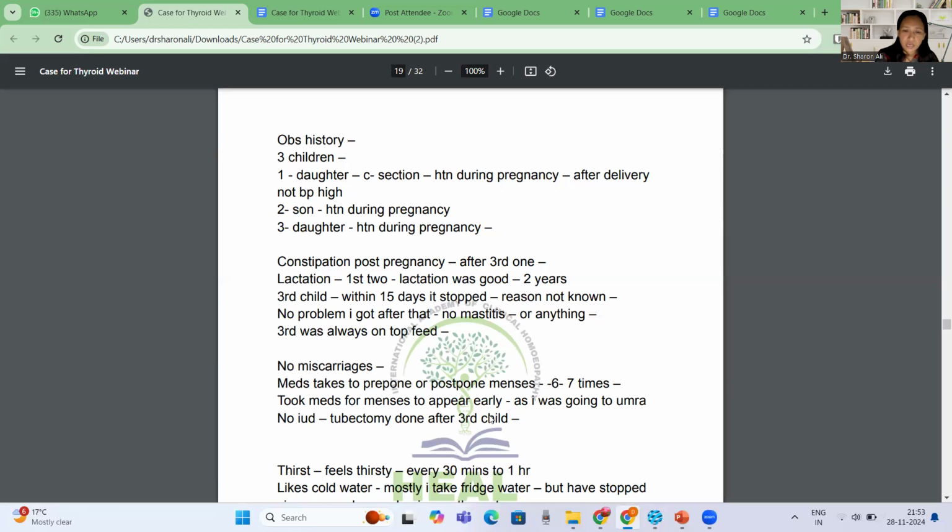So the fact that she had hypertension during all 3 of her pregnancies shows that there was an underlying thyroid issue which was there from the beginning. She always had a weak thyroid, okay? But she didn't have any problem after that, okay?